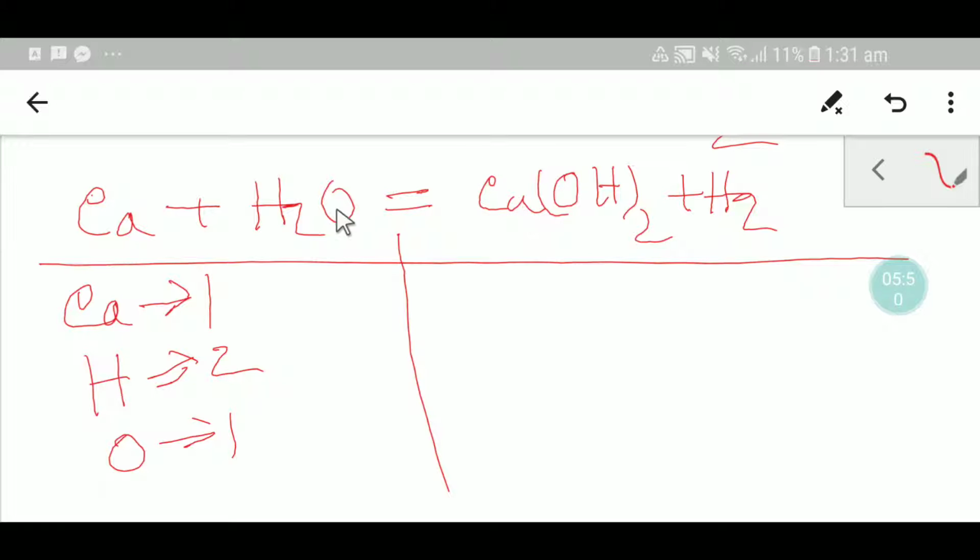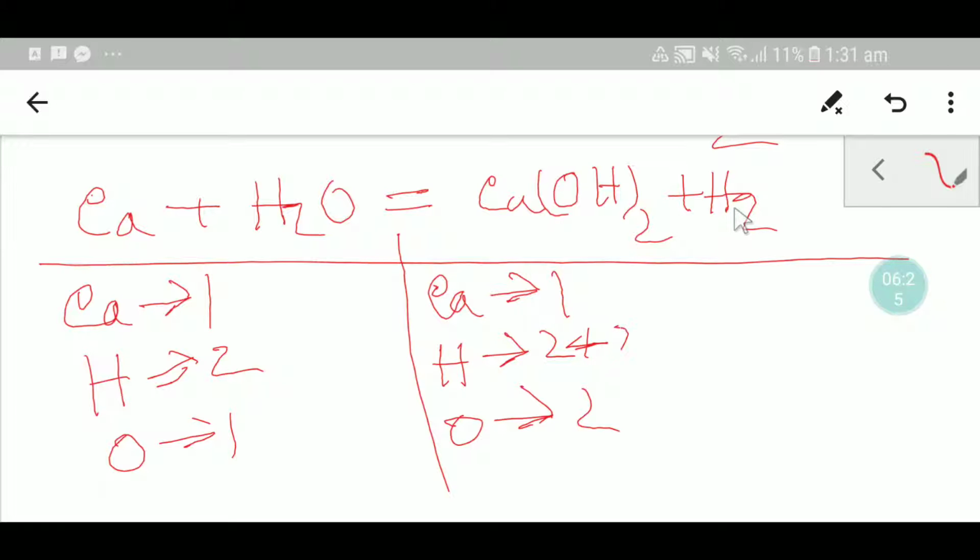Okay, but since the left hand side doesn't have any polyatomic ion, we have to consider the right hand side like this, right? So I have to write here one calcium, here we have two oxygen, and here we have two hydrogen, plus here we have two hydrogen, that is we are getting four hydrogen, right?